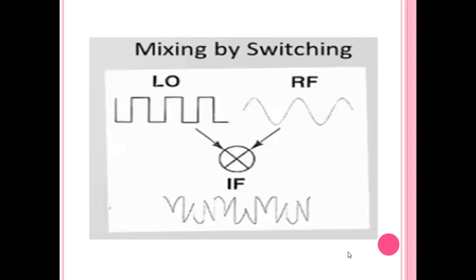And suppose you apply a square wave as the LO signal with the RF signal, what will happen? The intermediate frequency waveform will look like this. And this is the way they carry out the mixing process between two signals based on multiplication.